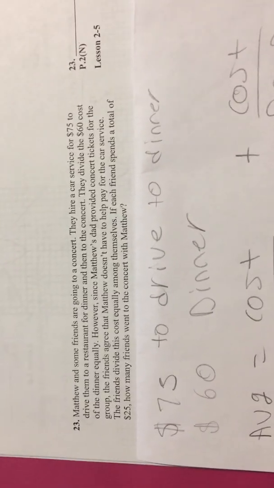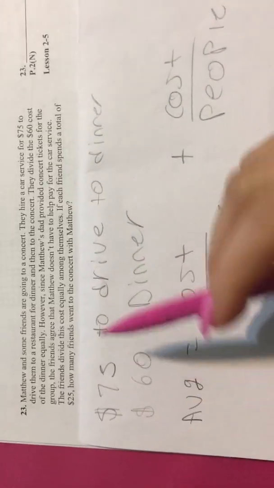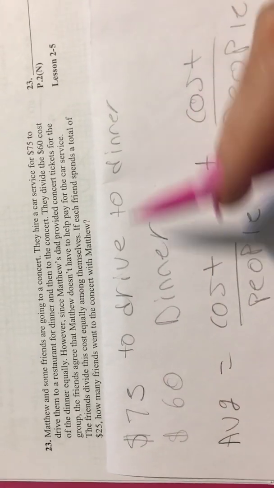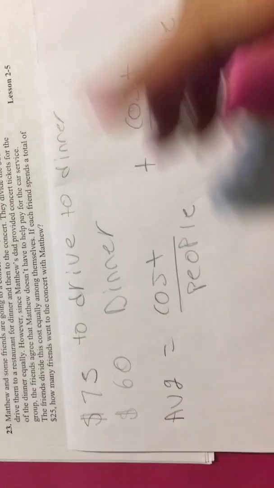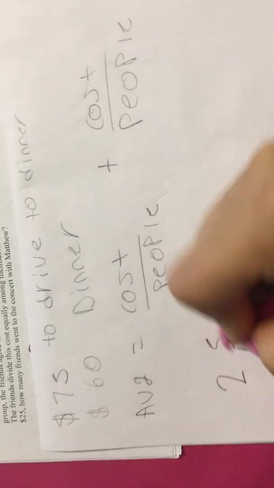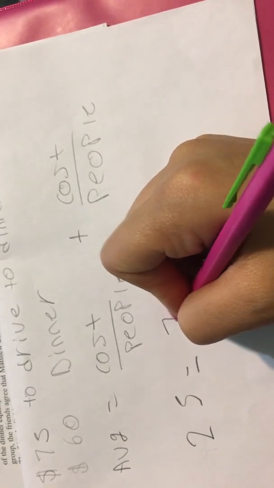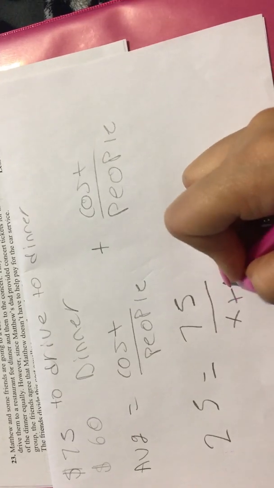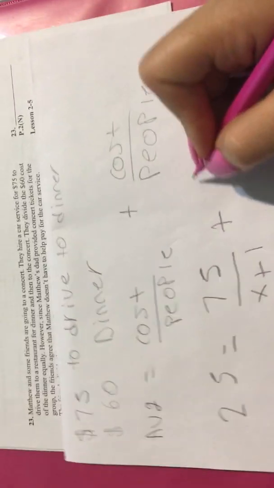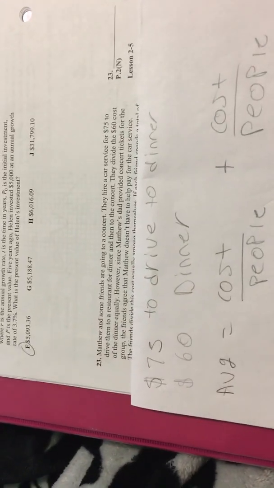So now, in the last problem we had $20, but now we have a new average. So we use the same thing. I just wrote this down for myself: $75 to drive to dinner, that's how much they were charged, and then $60 for dinner. So we have our average, our cost over people plus cost over people. So now we know it's 25 equals 75 over x plus 1 plus our $60, and then just x. Sorry guys, I'm trying to hold the camera and write. And then we do the same thing.